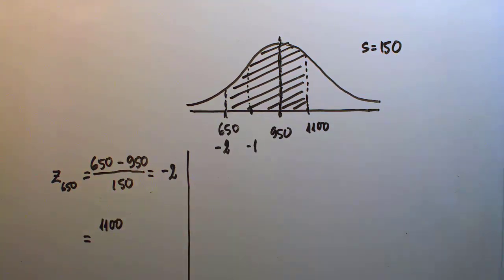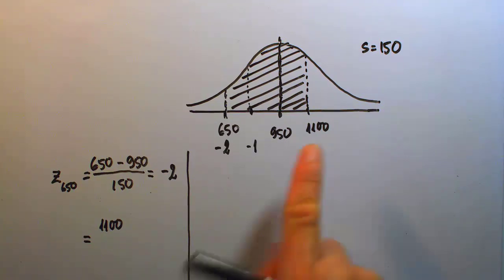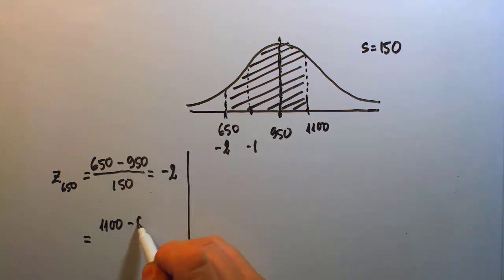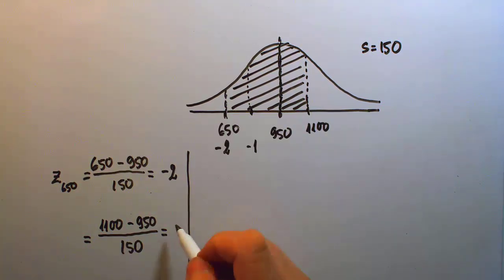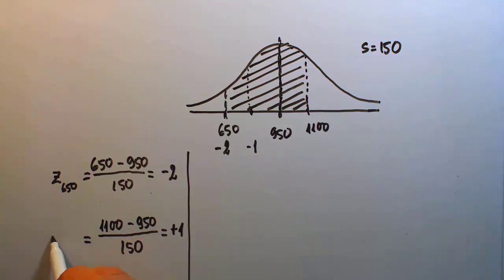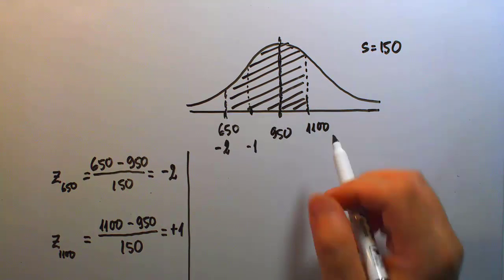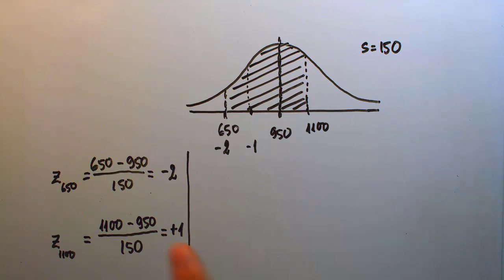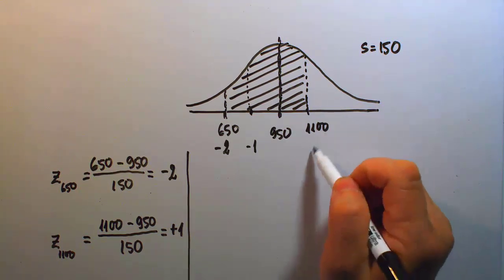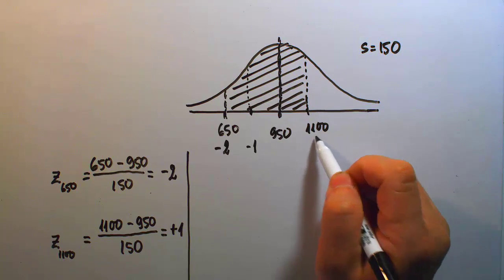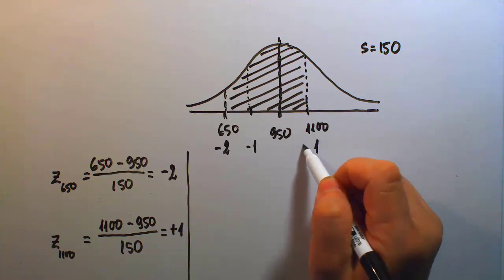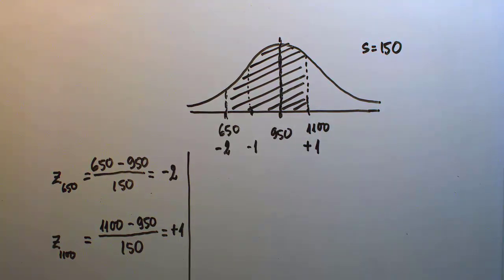And then again, 1100 as our upper end of the interval. I am going to subtract 950, my mean value, and divide by 150. My z-score here comes out being positive 1. And so the z-score for 1100. And now after seeing the z-score, I am clear that 1100 stays exactly 1 standard deviation above the mean right here.